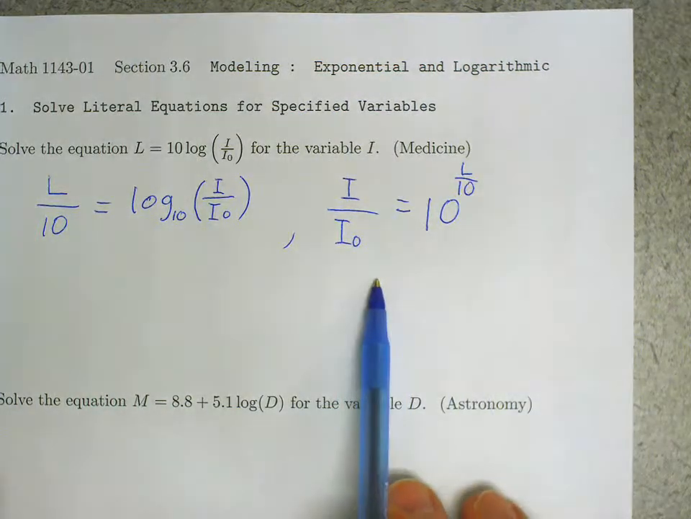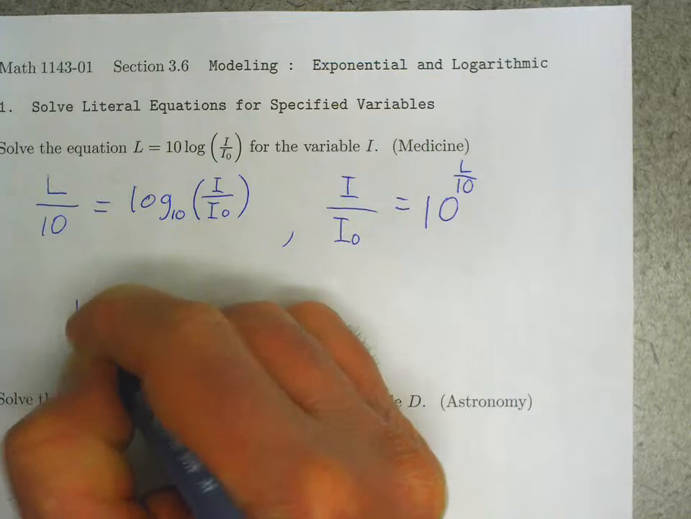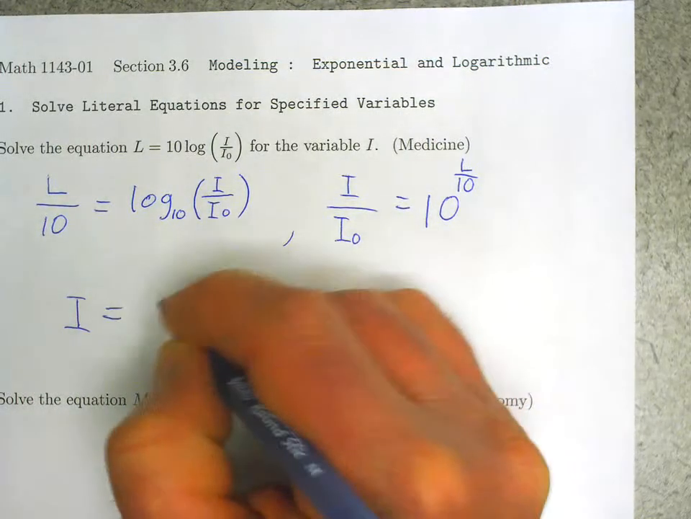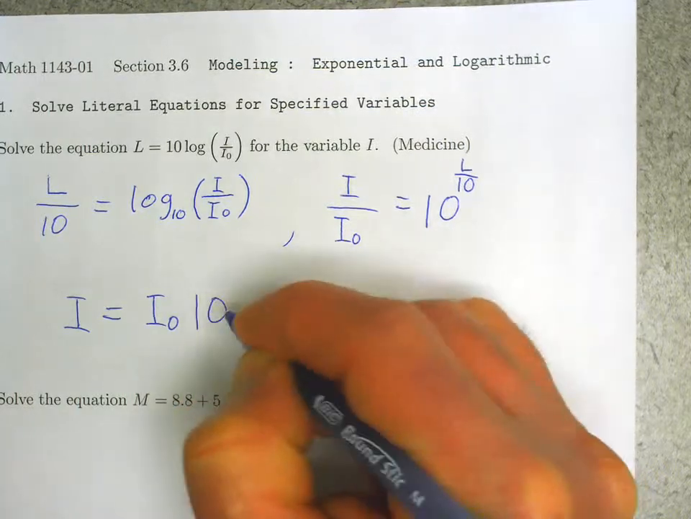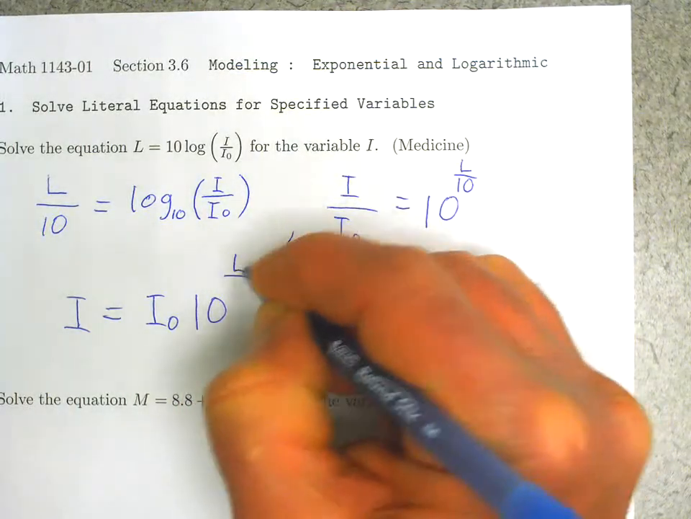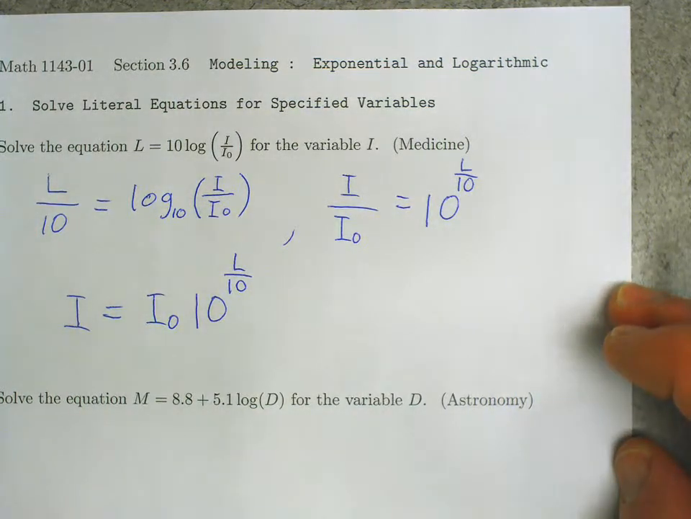And now we're just one step away from solving for capital I. Just multiply both sides by I sub 0. And capital I is equal to I sub 0 times 10 raised to the exponent L divided by 10. And that's all you need to do on that one.